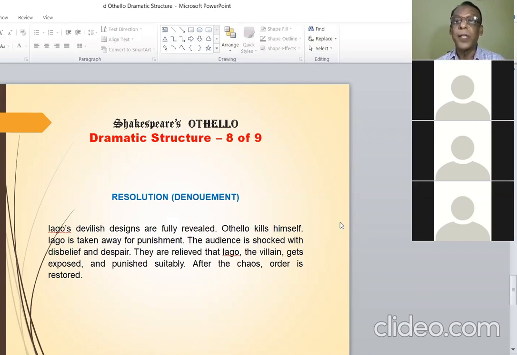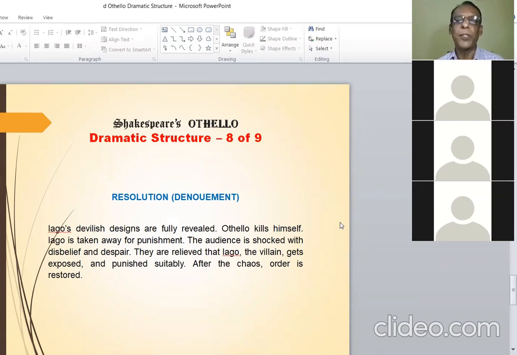The audience is shocked with disbelief and despair. We, people who are watching the play, are shocked. We can't believe all these things happening. And we are also in despair. And the audience is relieved that there is only one relief, that Iago, the villain, gets exposed and punished appropriately.